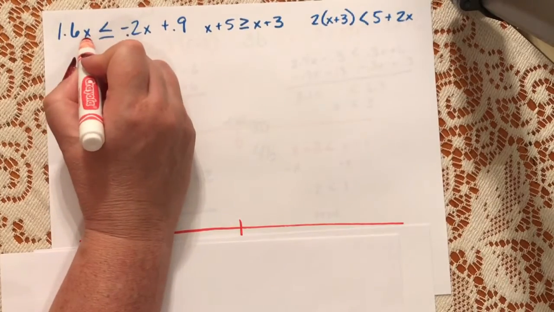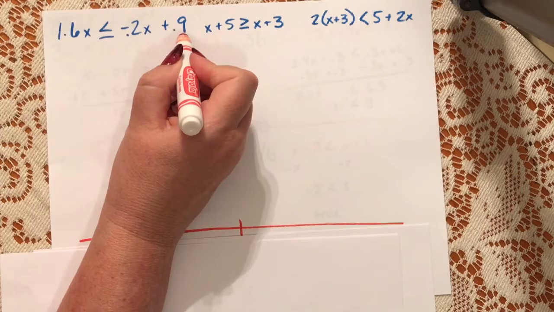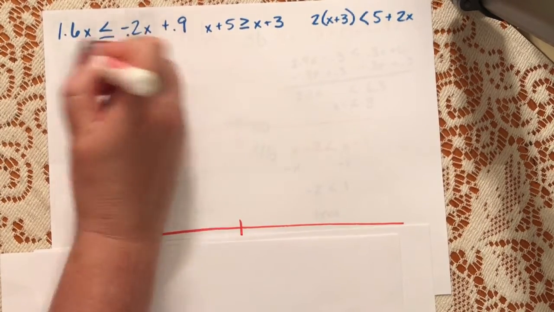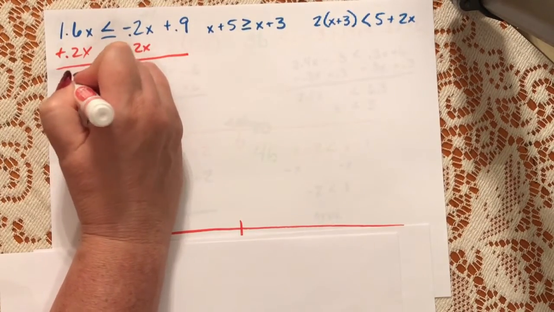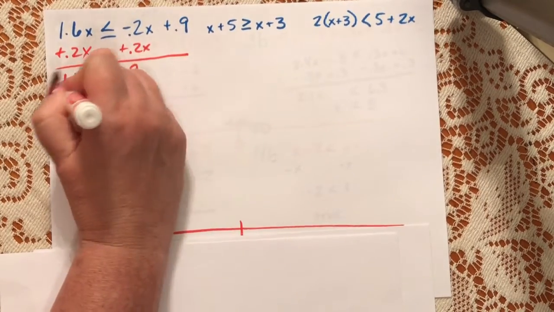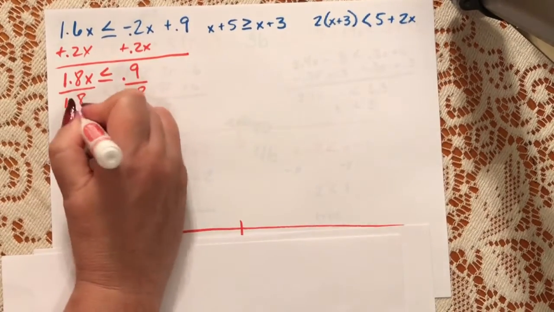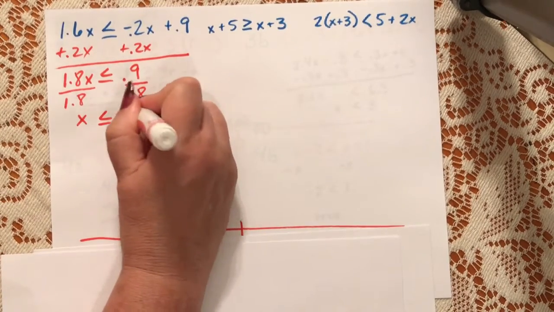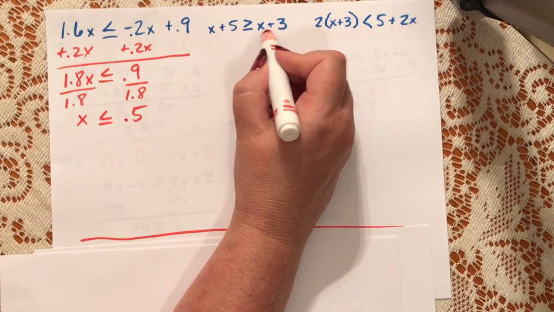Our next inequality, 1.6x is smaller than or equal to negative 0.2x plus 0.9. I'm going to get all my x's on this side, so I'm going to add 0.2x to both sides. And I have 1.8x is smaller than or equal to 0.9, dividing both sides by 1.8. And I get x is smaller than or equal to 0.5.